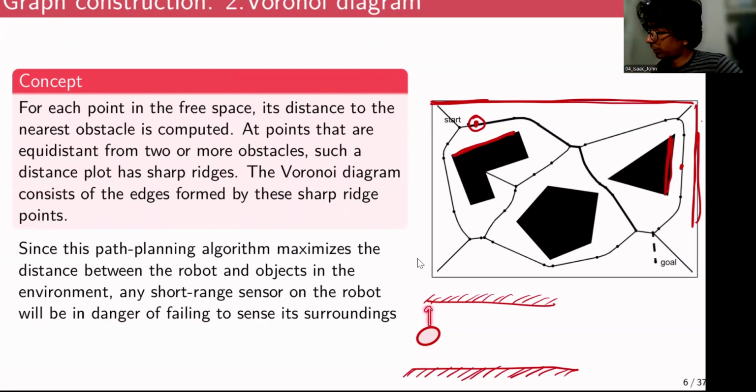It won't be able to detect the boundaries anymore because this distance is actually very large, and the sensor is actually short range, so it won't be able to detect the environment any further. So, that could be a potential drawback of this Voronoi concept, where it tries to force the robot to be as far as possible from the obstacles. And eventually, there could be a situation where it can no longer detect that obstacle because the sensor range falls short of that.